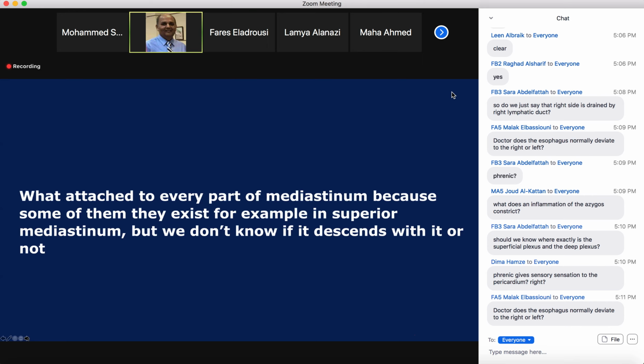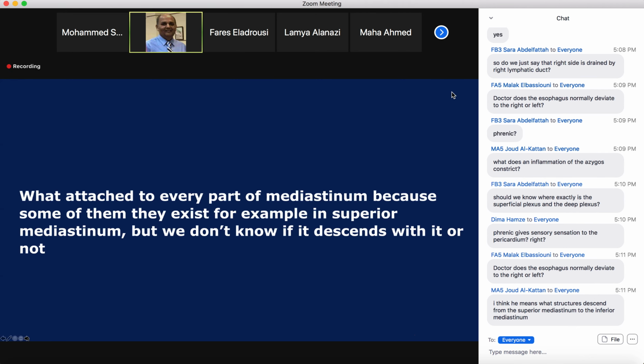Doctor, does the esophagus normally deviate? Yes, it deviates, Malak. It's not straight. Can somebody help me with this question? I tried myself, but I couldn't find what this person is asking. So Jude is helping me. I think he means what structure descends from the superior mediastinum to the inferior mediastinum. Nothing descends, all tubes are going up and down. That's it.